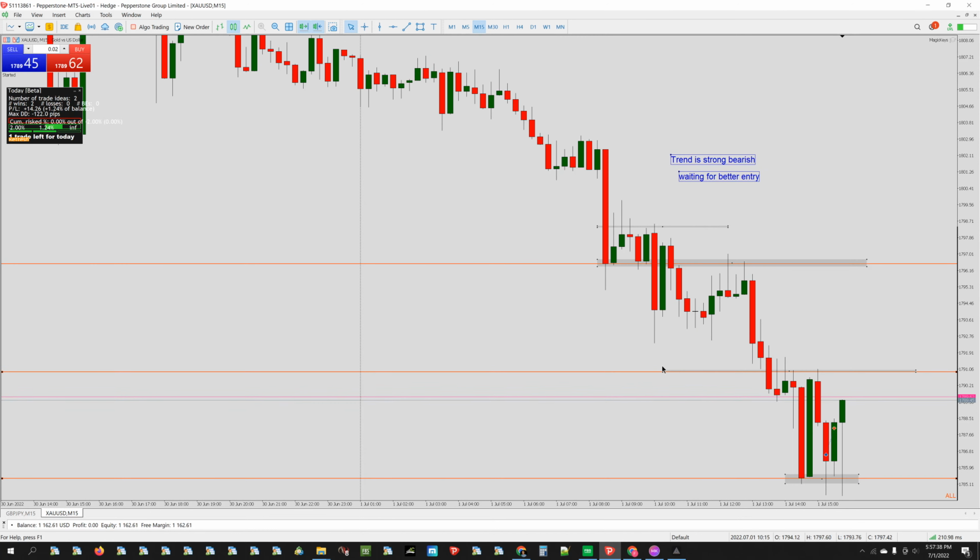We are just waiting at this point. Above 1791 is an excellent trade idea, and we are waiting for buys above 1791.